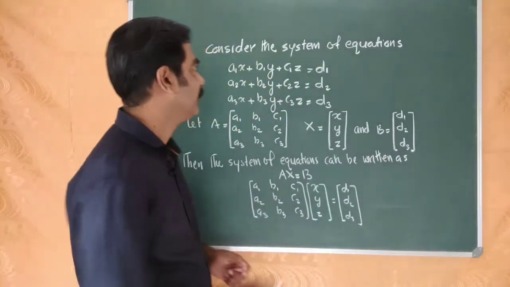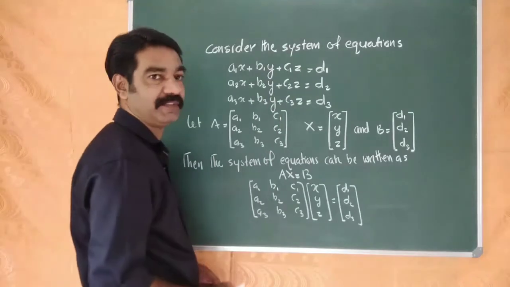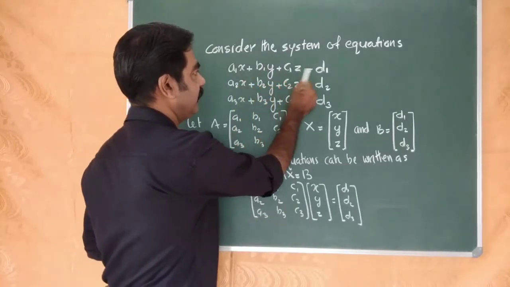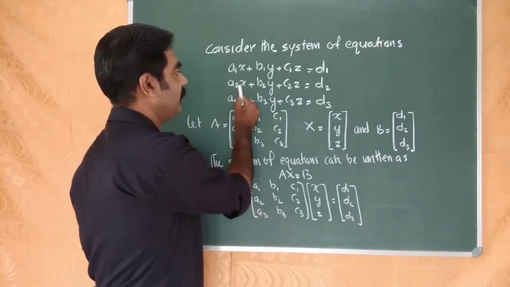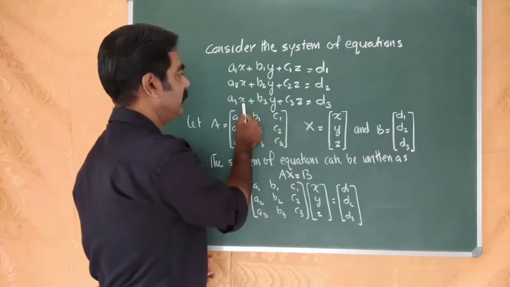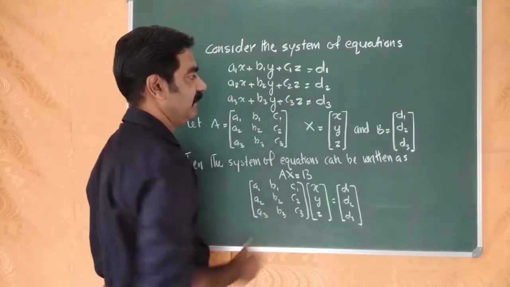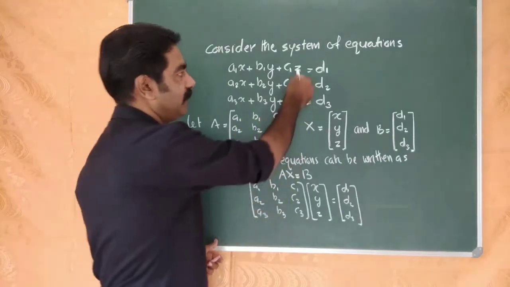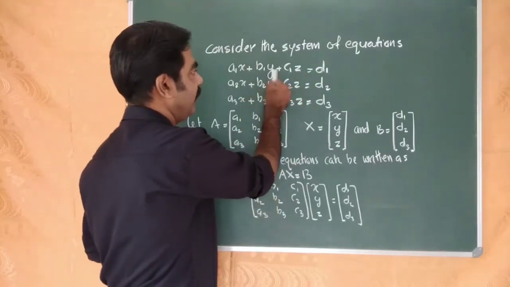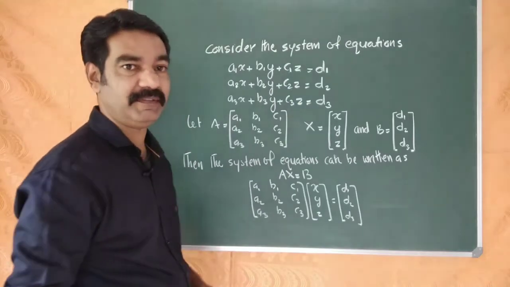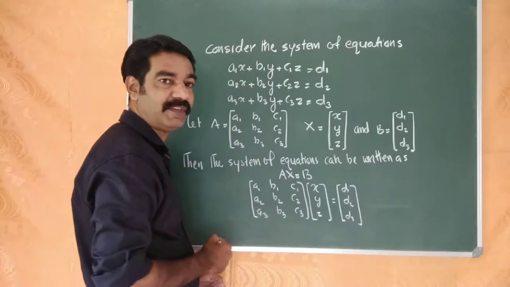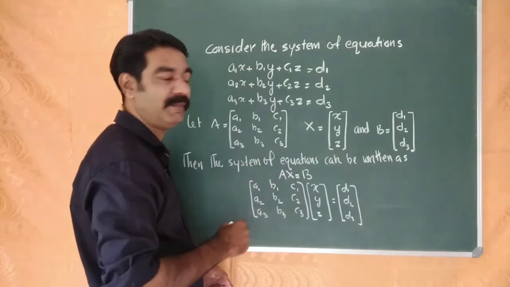So we consider a system of equations: a1x plus b1y plus c1z is equal to d1, a2x plus b2y plus c2z is equal to d2, a3x plus b3y plus c3z is equal to d3. This is a system of linear equations with three variables x, y, z. Now, how can we solve this system of equations using the inverse of a matrix?